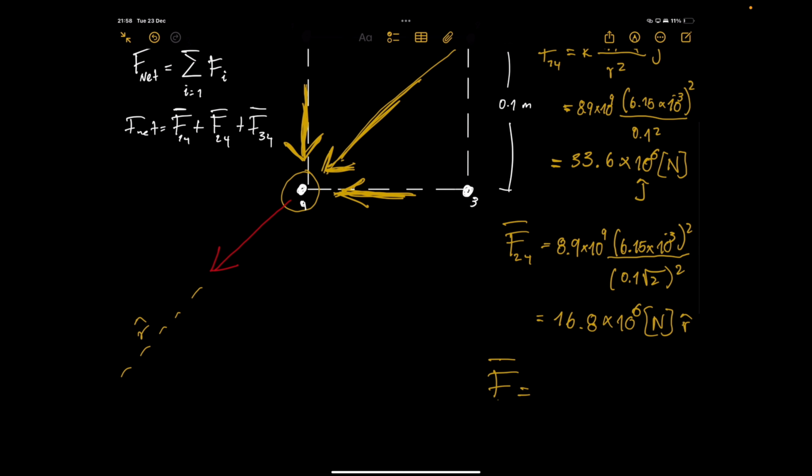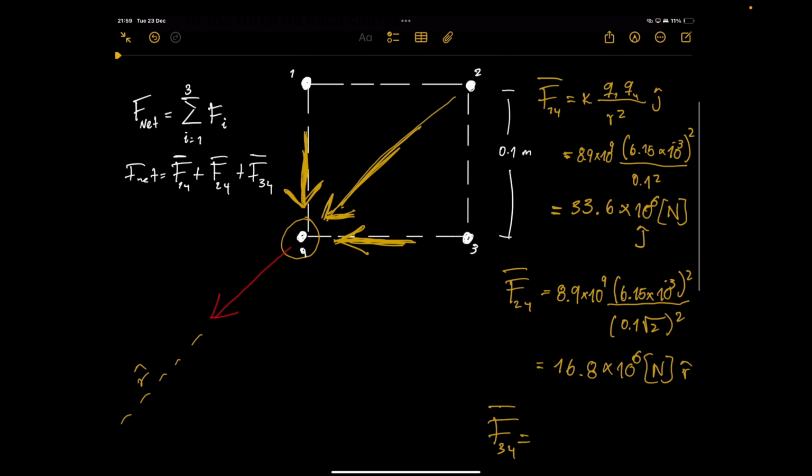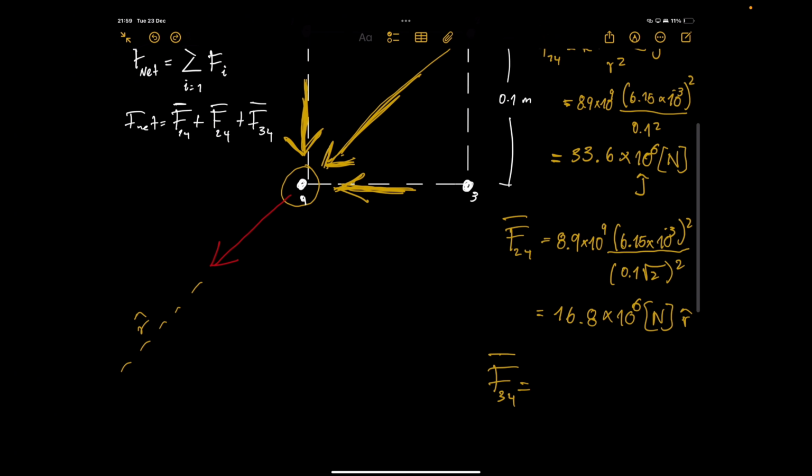So let's calculate F3 on 4. As you can see, F3 on 4 has the same value as F1 on 4. These two forces are equal in magnitude but have different directions. Why am I saying this? Because the charges are equal, the Coulomb's constant is not going to change, and the distance is still 0.1 meters. So the magnitude is 33.6 times 10 to the 6 newtons in the X direction.